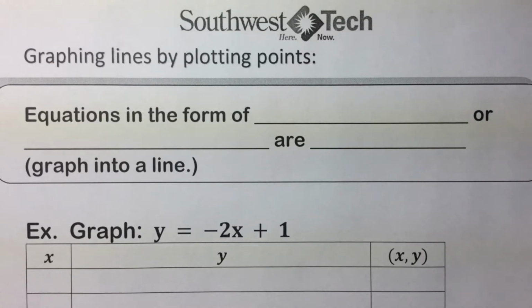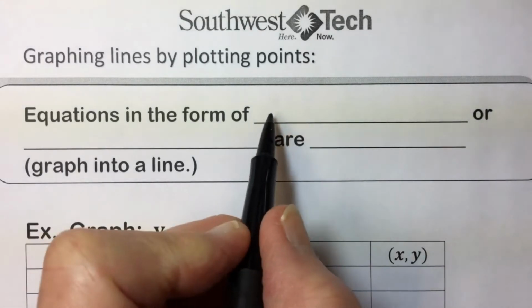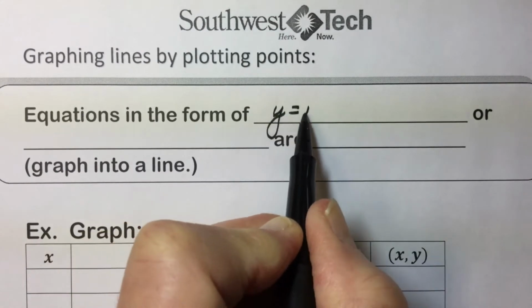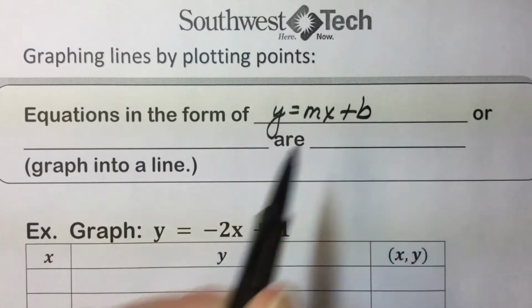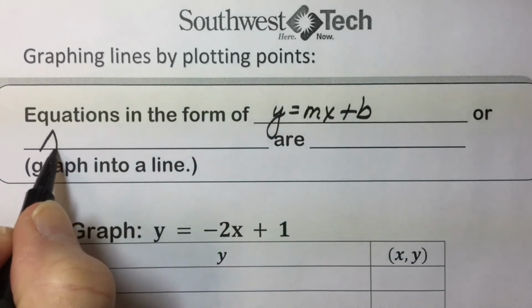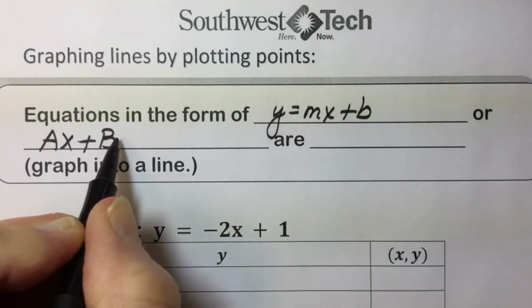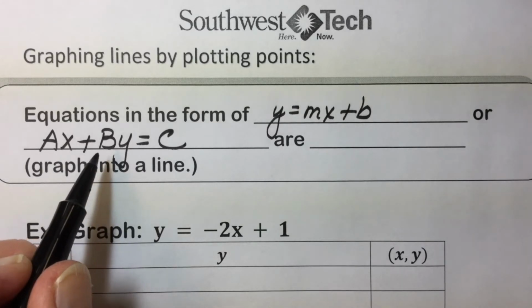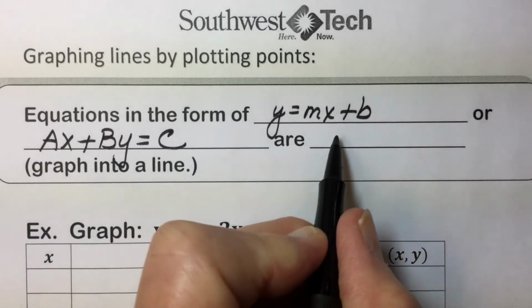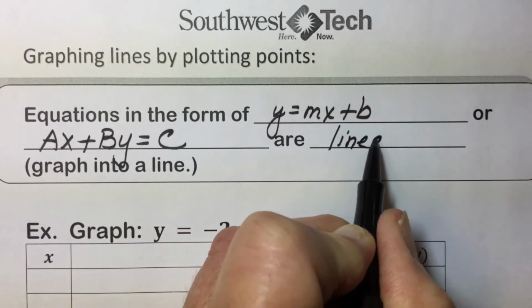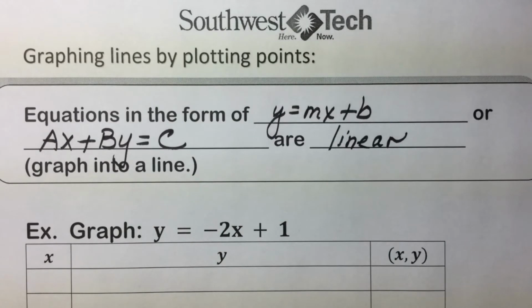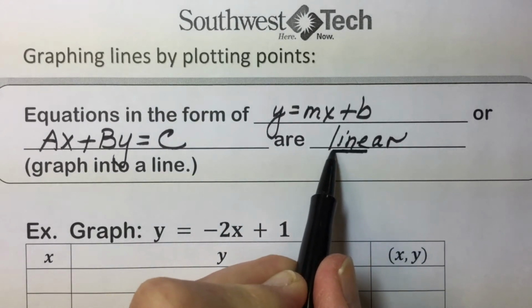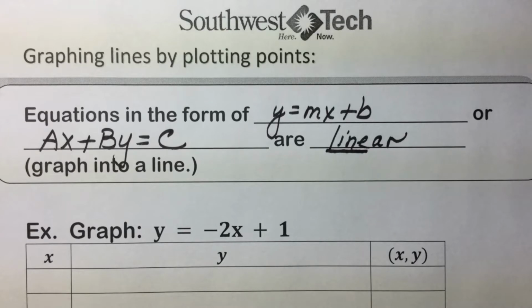Any equation that can be written in the form of y equals mx plus b or ax plus by equals c, where m, b, a, b, and c are constants and a and b are not both 0, is linear, which means it graphs into a line. And you can see that line portion in the word linear.